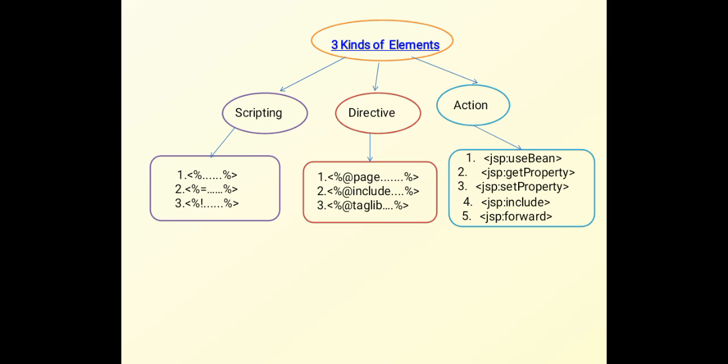Now the second element is directive. Directive means just like preprocessor directive. These are of three types: page, include and taglib. These directives are defined with the @ symbol. Now the third element is action. Action is denoted with JSP colon and some properties of it.